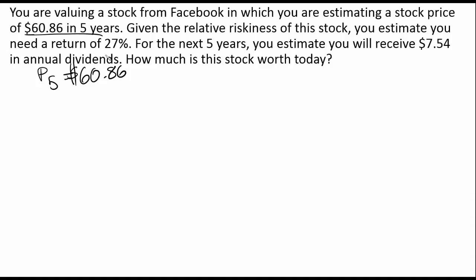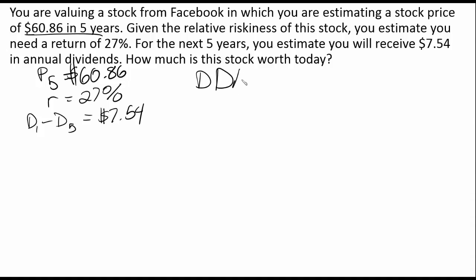So for the riskiness of the stock, we estimate we need a return here of 27% for the next 5 years. We know that D1 through D5 are all going to be equal to $7.54. We're trying to figure out exactly how much the stock is worth, and the model we're going to be using on this one is the dividend discount model.